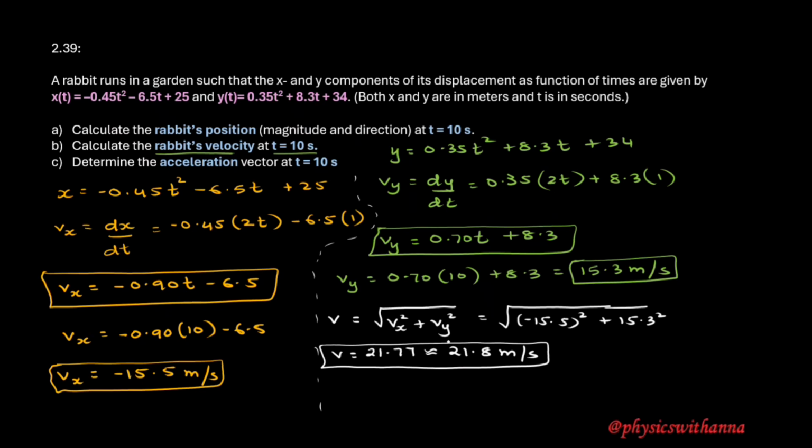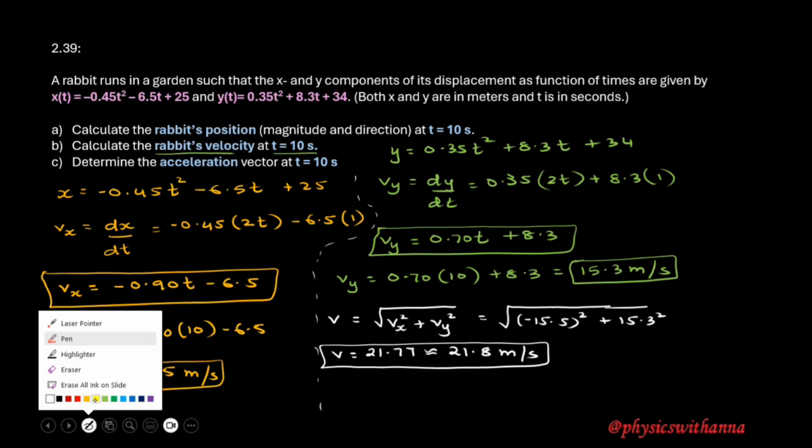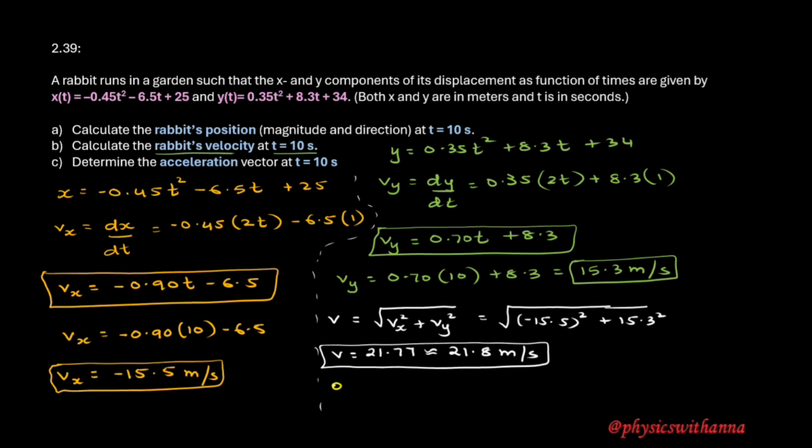We need to find the direction also. Direction we can find by using the angle theta. We know theta will be tan inverse of the y component of velocity over the x component. So that will be tan inverse, y component is 15.3, x is negative 15.5. That gives you the value of theta to be equal to negative 44.6 degrees.